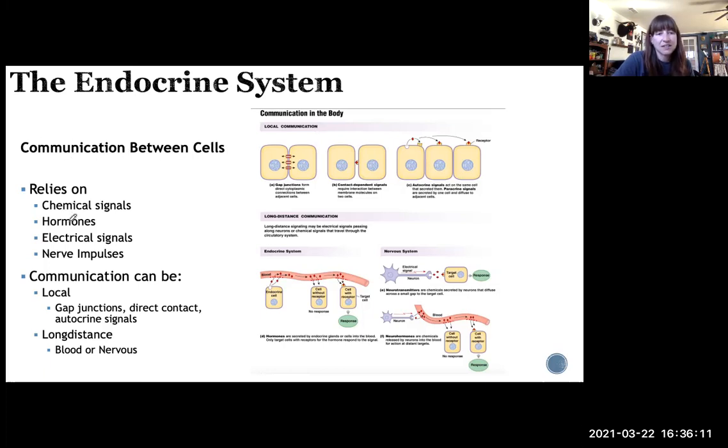The communication between cells can rely on chemical signals like hormones, right? Or electrical signals like nerve impulses. Right now, of course, we're talking about chemical signals, hormones. This communication can be local, as in literally from one cell to the next. So once the hormone reaches its target organ, the cells of that organ can communicate to each other via gap junctions, right? Like this.